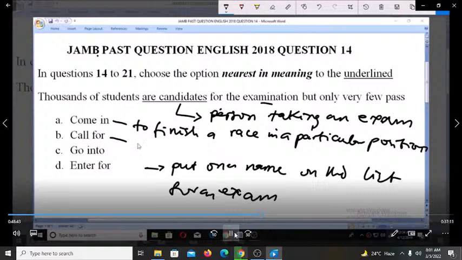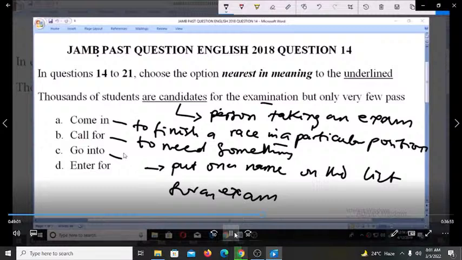Call for, what's the meaning of call for? Call for simply means to need something. You are calling for something means that you need that thing. Who called for the noise? That means who needs this noise? I didn't call for all this harassment. That means you don't need it.